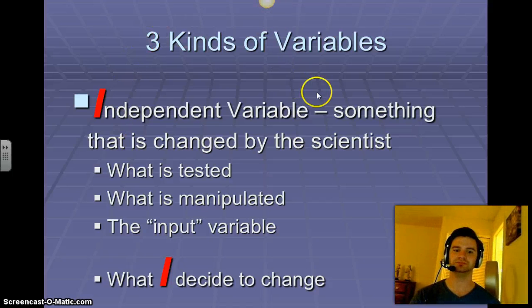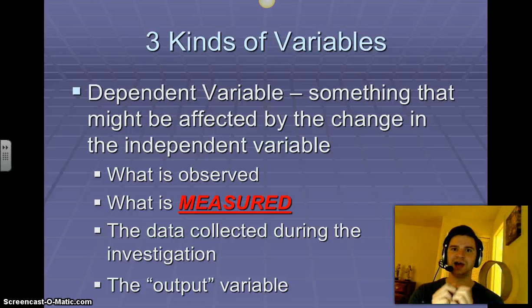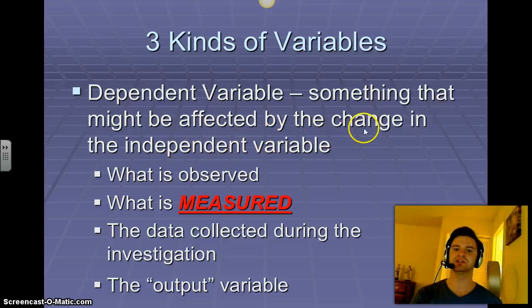Okay? The next variable is the dependent variable. The dependent variable depends on the independent variable. It's the output. So it's something that might be affected by the change in the independent variable. It's what is observed. It's what is measured. Usually this is a very important way of picking out the dependent variable: it's usually talked about being measured. It's the data that we collect.